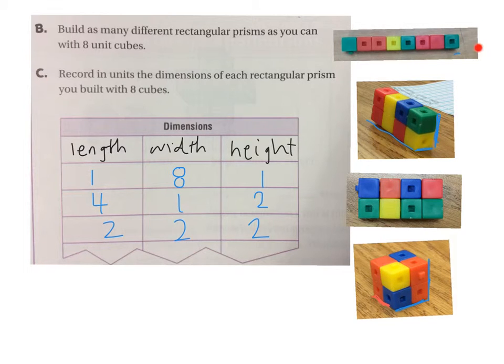Okay, let's try it again. How many unit cubes are in this one? 8. How many unit cubes are in this one? 8. How many unit cubes are in this one? What about this one? 8. So they all have different dimensions, but what's similar amongst these 4 rectangular prisms, Marcus? They all have the same number of unit cubes. They're all made out of 8 unit cubes.